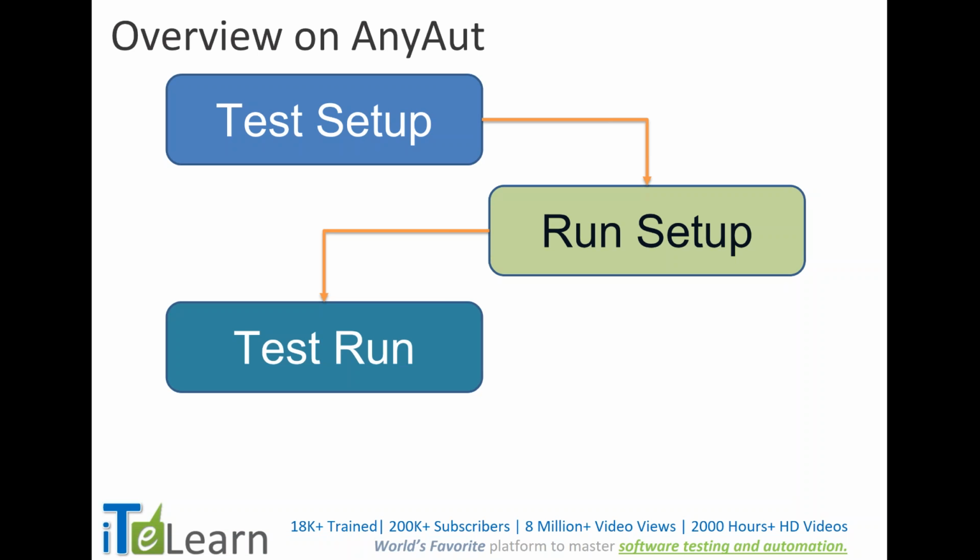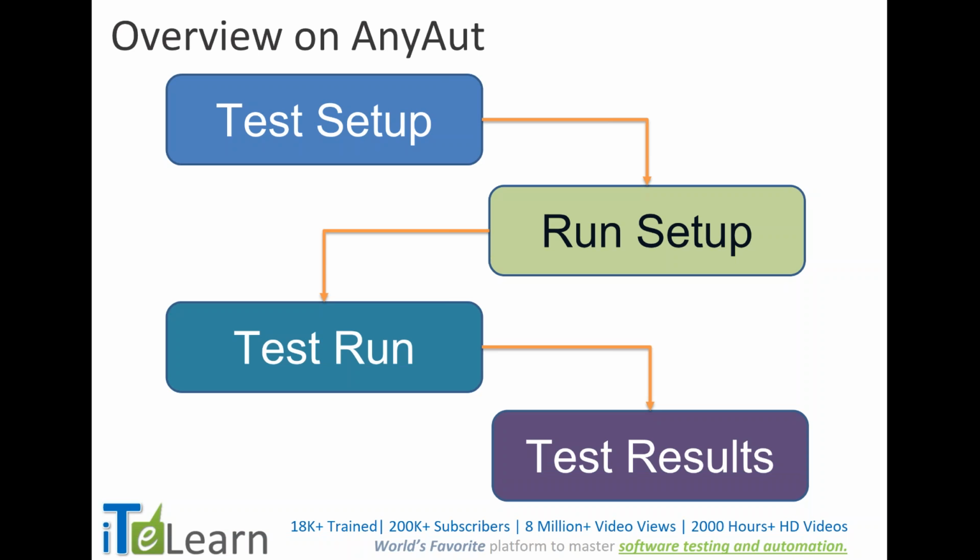And then we have the actual execution of the test. This is where the execution happens, be it parallel, multiple browsers and so on. And that is the test run. And the final component of ENIOT as an overall tool is test results.